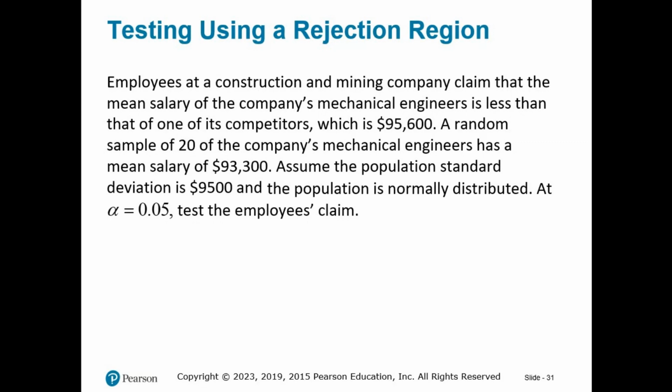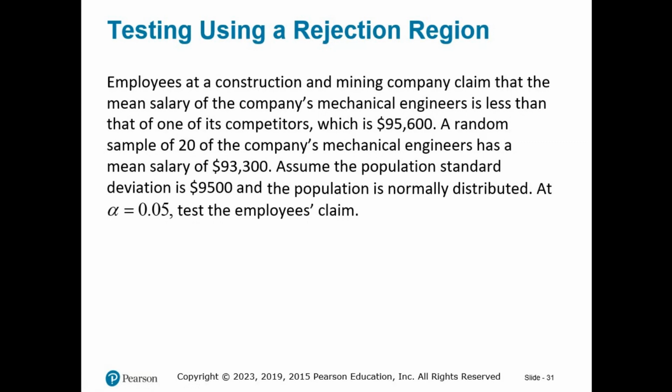A random sample of 20 of the company's mechanical engineers has a mean salary of $93,300. Assume the population standard deviation is 9,500 and the population is normally distributed. At alpha equals 0.05, test the employee's claim.